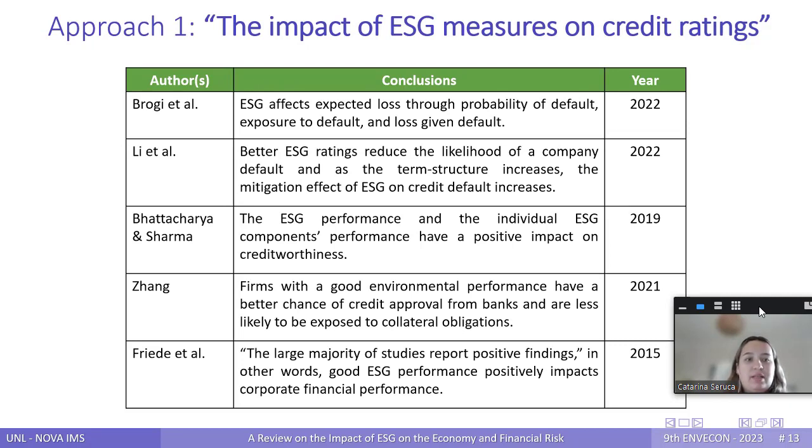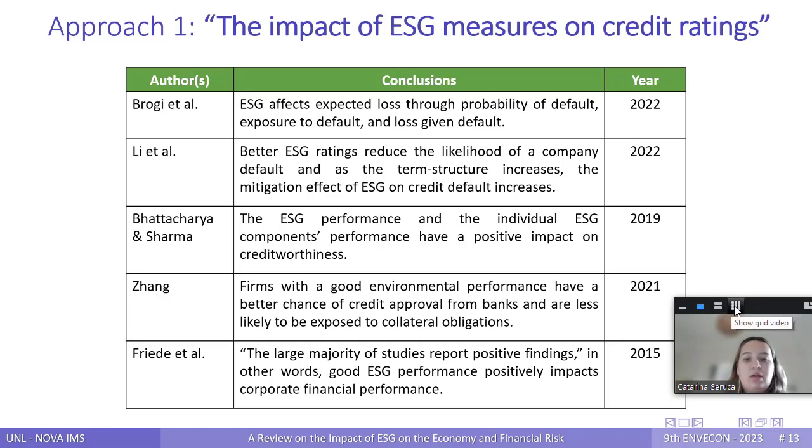We'll start with the findings by Broggi et al. in 2022, that states that ESG plays a pivotal role in shaping expected loss, impacting the probability of default, exposure to default, and loss given default. It's also interesting that as ESG ratings improve, there's a tangible reduction in the likelihood of a company default, according to Lee et al. study. This study also states that as the term structure increases, the mitigation effect of ESG on credit default becomes even more pronounced.